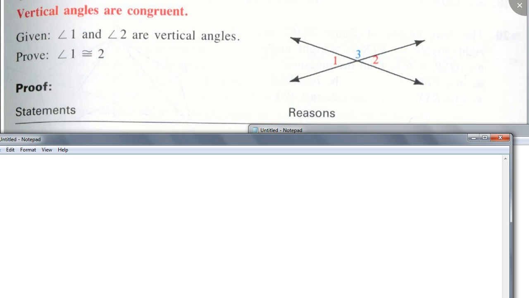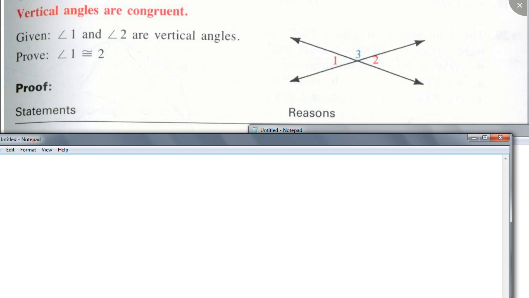Anybody have any idea what to do? Oh, you have an idea. What do you think? Angle 2 and angle 3 are supplementary angles. Actually, that's a nice way. But turns out you can't say that yet, because what would your reason be if you said that? Definition of supplementary angles, right? We can't do that because I haven't told you that they're supplementary.